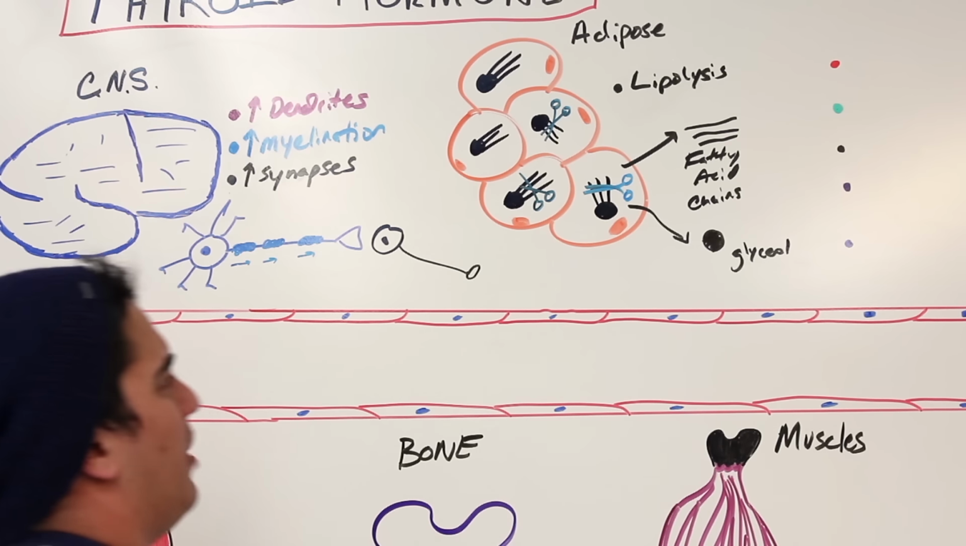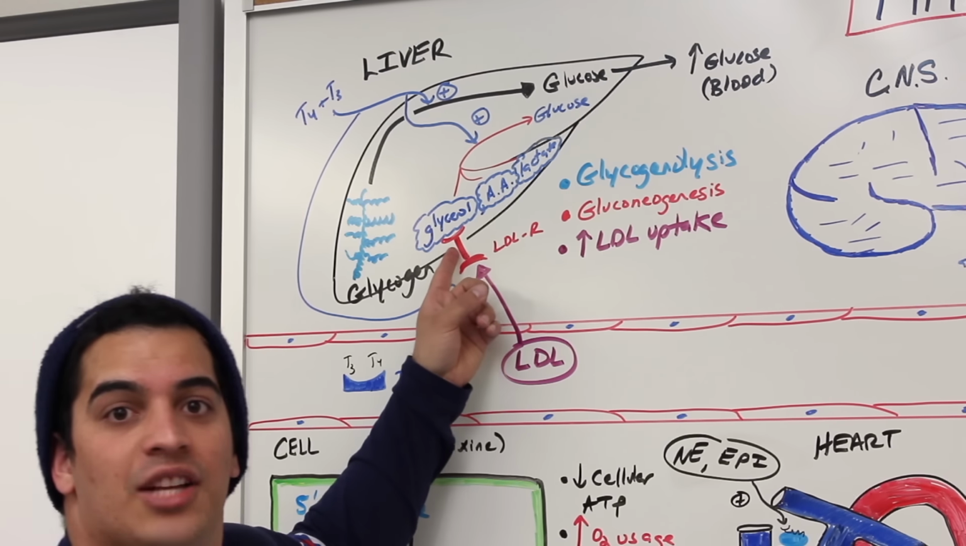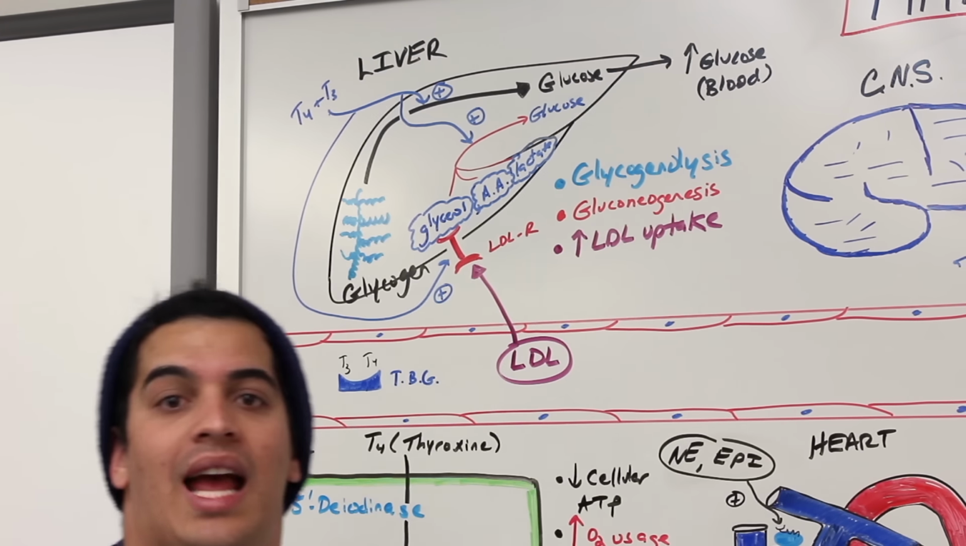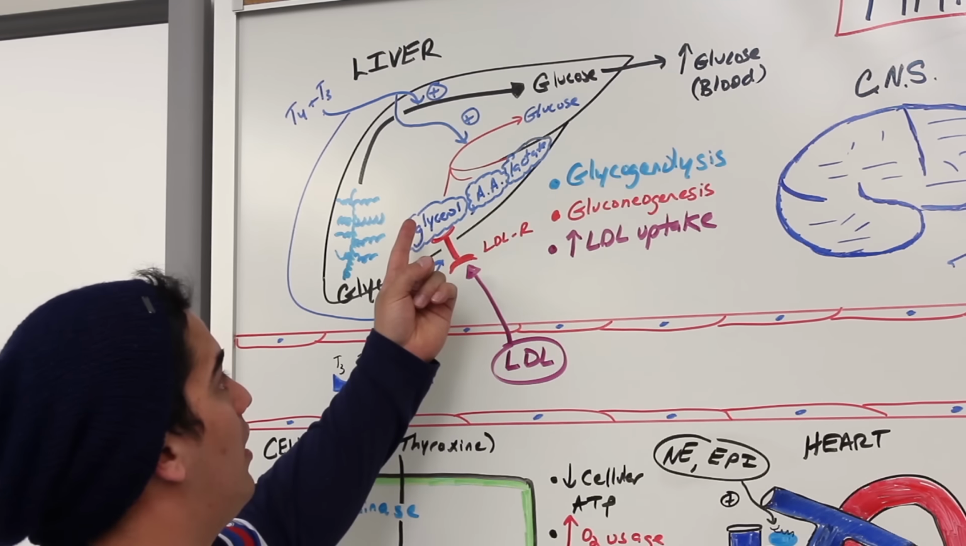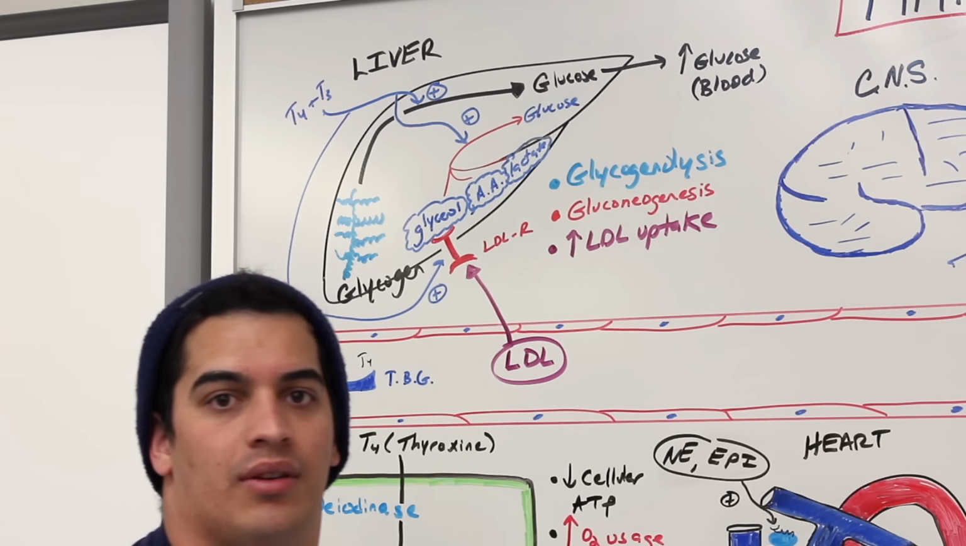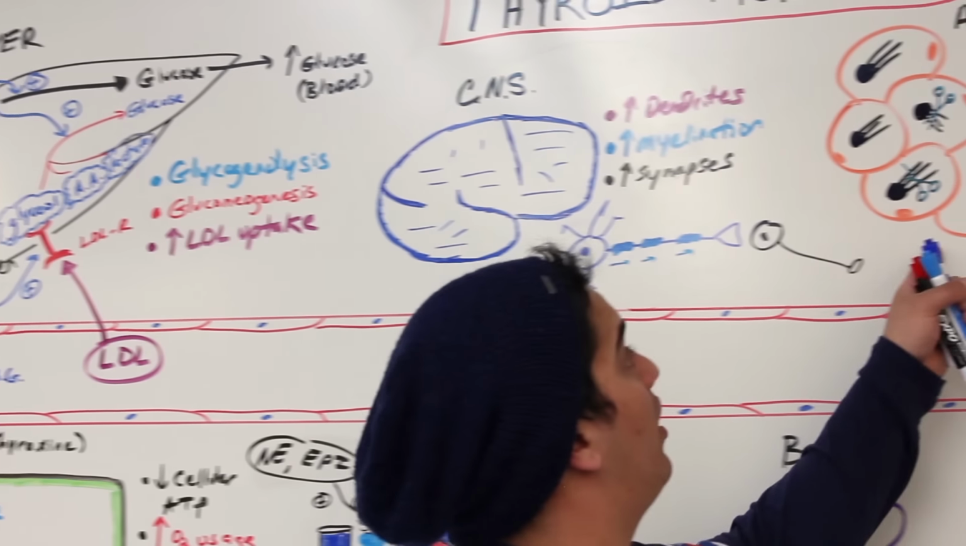And where did that glycerol? Didn't we talk about glycerol before? Yeah, we did. Where did we talk about it, guys? If you come over here, it's in the liver. Guess where that glycerol is coming from? From the adipose tissue. You see how it's connecting? That glycerol comes from the adipose tissue into the liver, and then we use that to make glucose. Thyroid hormone's so smart. Okay, so that's what it's doing here in the adipose tissue.